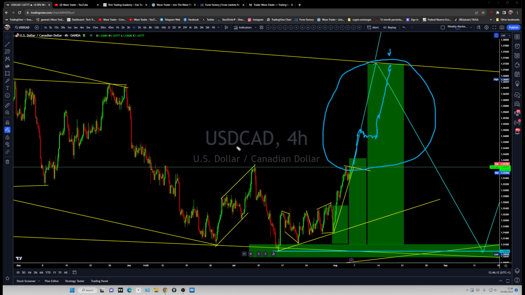So what we need is good NFP numbers on dollar, and bad labor data on CAD. A very strong report is needed over there, and a very bad report needed over there, for that move to continue to keep pushing higher. In case we see a bad report over there and a good report on CAD, we are going to see another leg lower. That's what you are looking at.